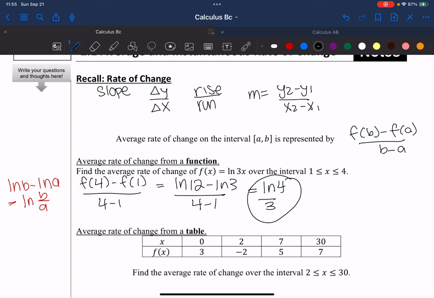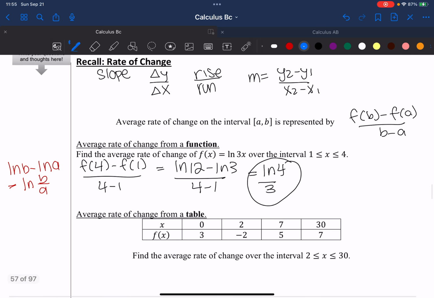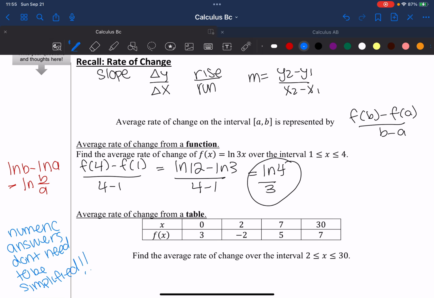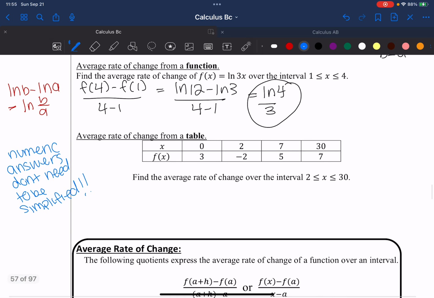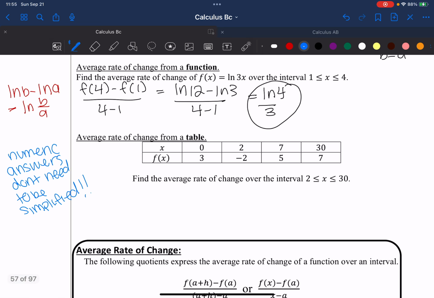Okay. The reason for that is on the AP exam, you do not need to simplify numeric answers. So numeric answers don't need to be simplified. Okay. Because what they're checking for is your calculus skills. They are not checking for your algebra skills.